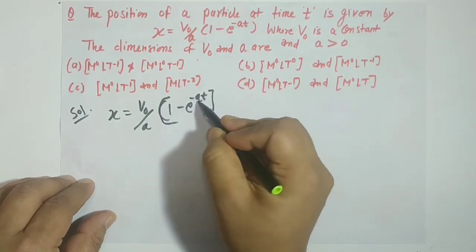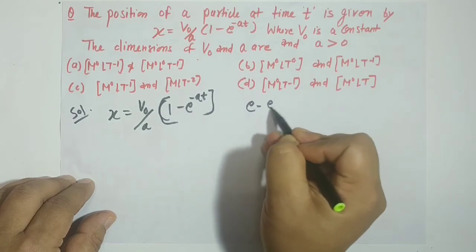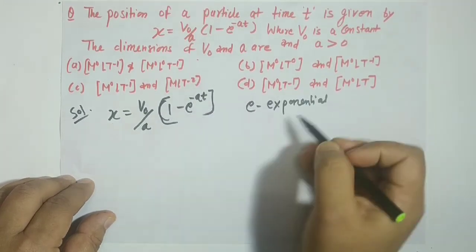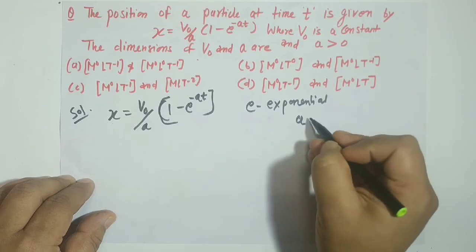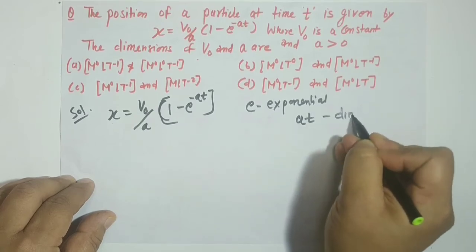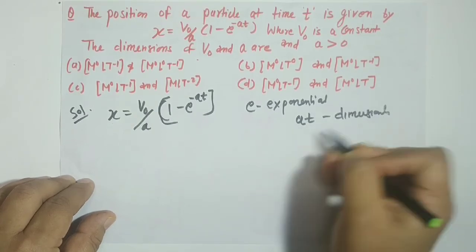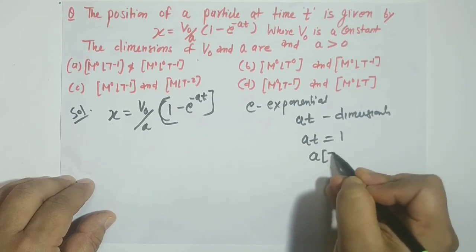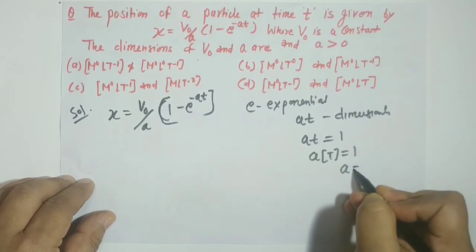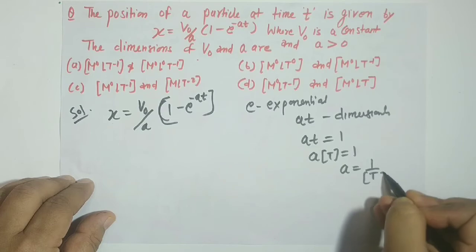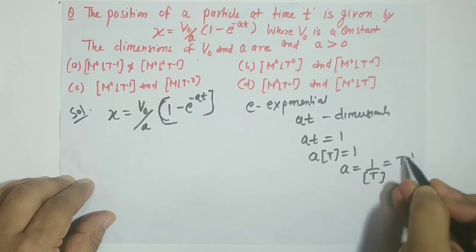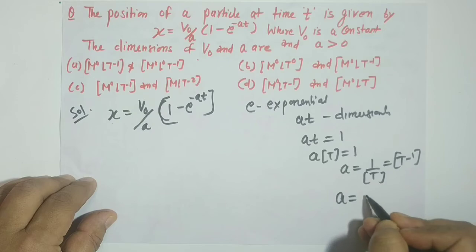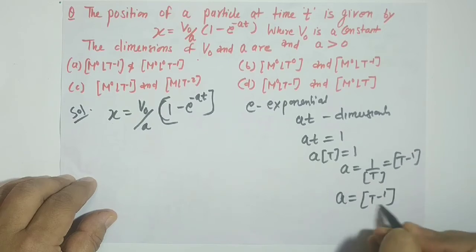Now do you know that exponential has its power dimensionless, so a into t is what? Dimensionless. So that means a into t, I can write as a constant. What is t? Time. So what will be the dimension of a? You can write 1 by t. So a has t to the power minus 1 dimension. So certainly you got it that a will be t to the power minus 1.